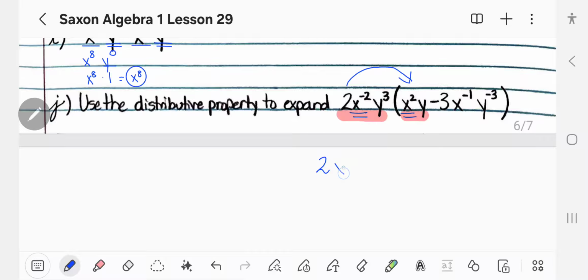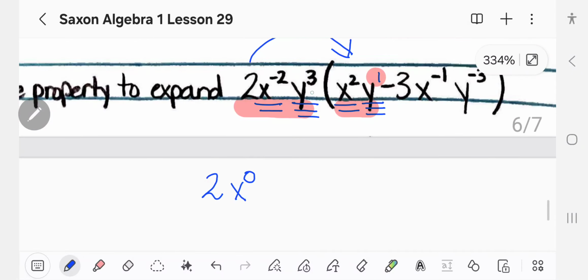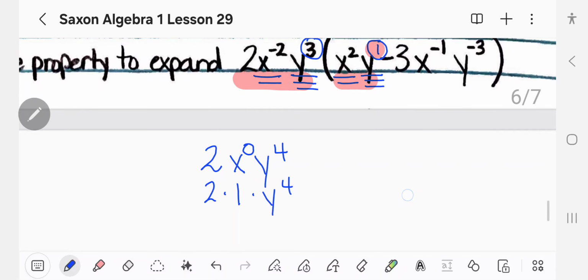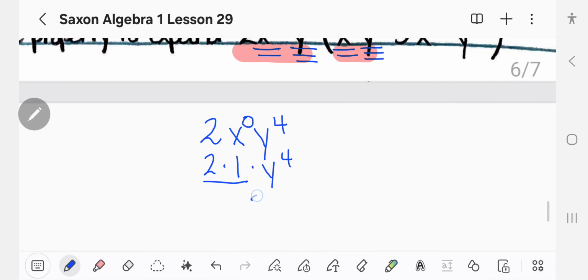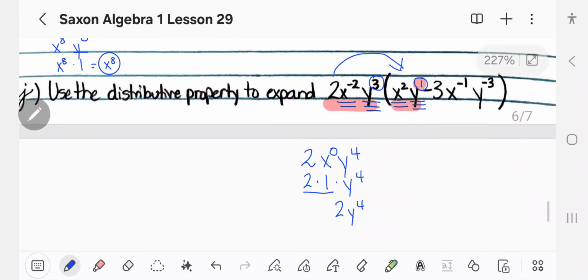So that's going to be x to the 0, right? We'll deal with it in a minute. Y cubed times y. We know that this y has an exponent of 1, right? So that's y cubed times y to the first, so that's going to be y to the fourth. Now let's simplify that a little bit. We know that this is just 2 times 1 times y to the fourth. So wouldn't it be much easier to just say that's 2y to the fourth? I think that's a lot simpler, isn't it?